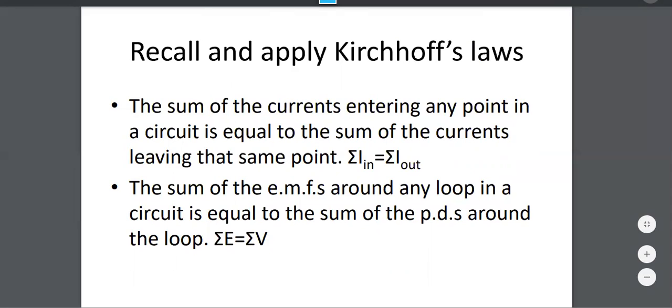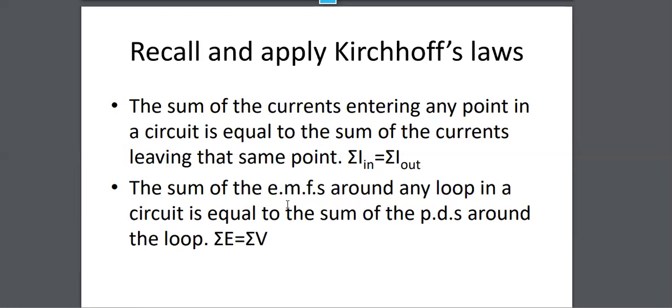law. The first law is a consequence of the fact that charge is conserved, like mass energy, like momentum. It's one of those quantities that's conserved in the universe. We don't destroy charge. And so because charge is conserved, the sum of the currents entering any point in the circuit is equal to the sum of the currents leaving that same point. Mathematically, we can say the sum of the currents in equals the sum of the currents out. They say at any point in a circuit, sometimes they'll call that point a node or a junction. It's a point in a circuit where there are multiple connections.